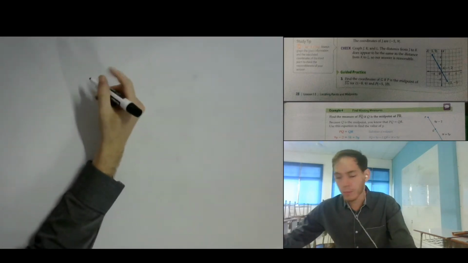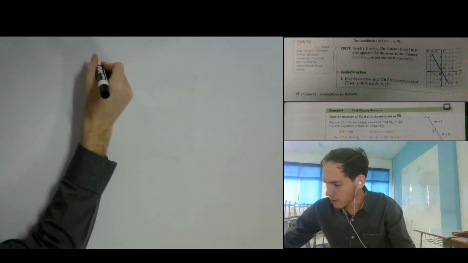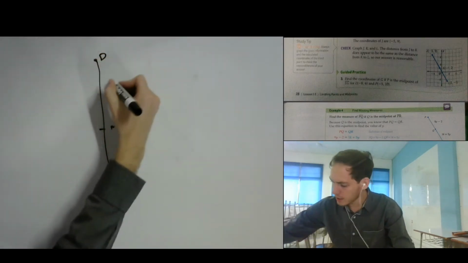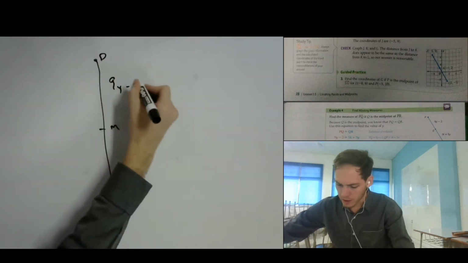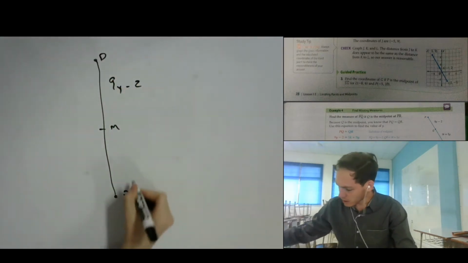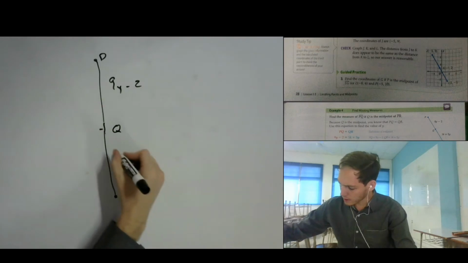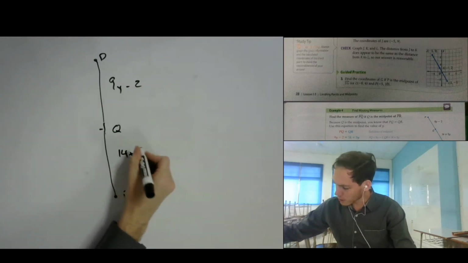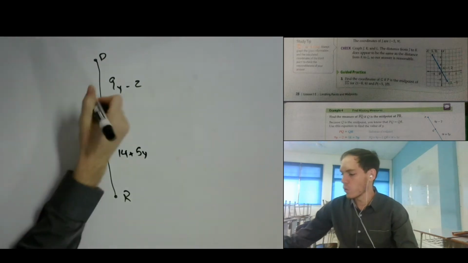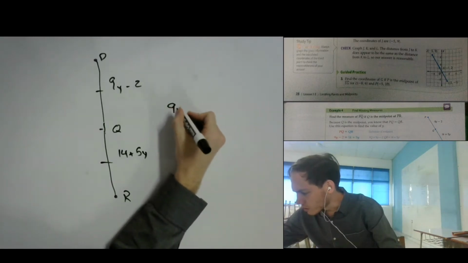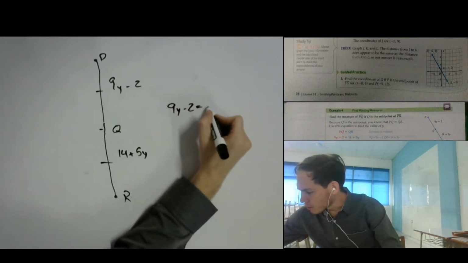We're going to briefly talk about finding the measure of PQ. Q is a midpoint, so in this picture, P is going to be 9y minus 2, and R is going to be right here, and this is not M, but Q. And this is going to be 14 plus 5y. The beauty with this is a midpoint makes both sides equal, or congruent. So both lengths are equal, both sides are congruent.